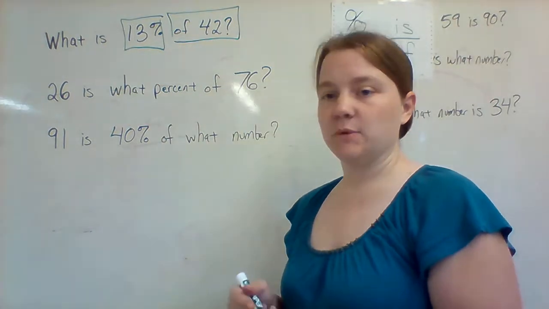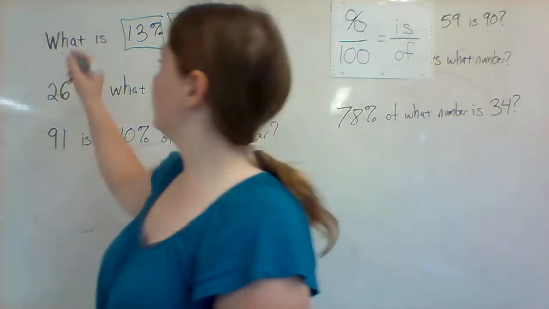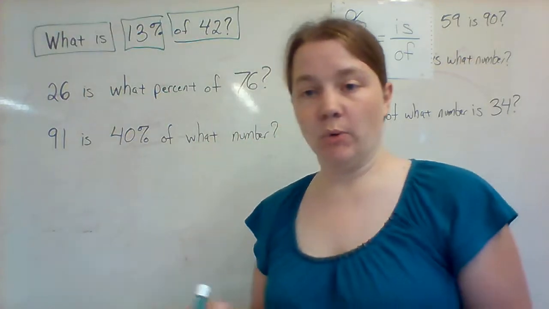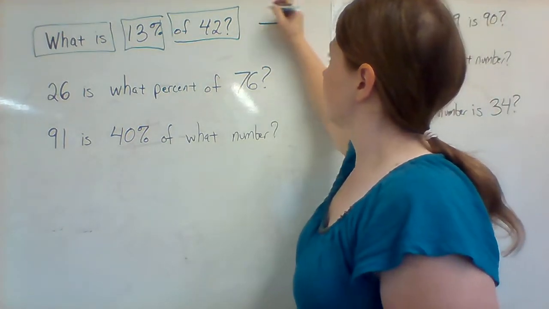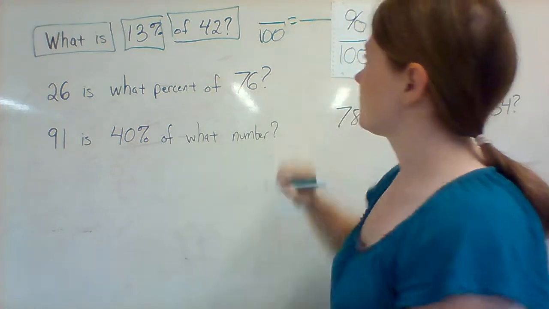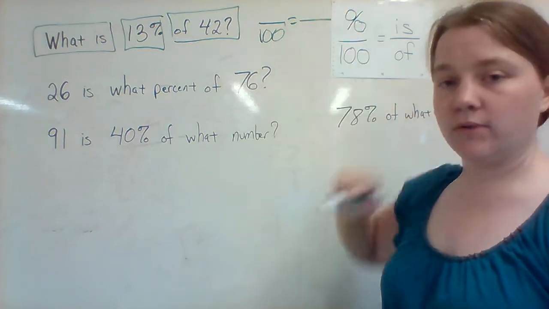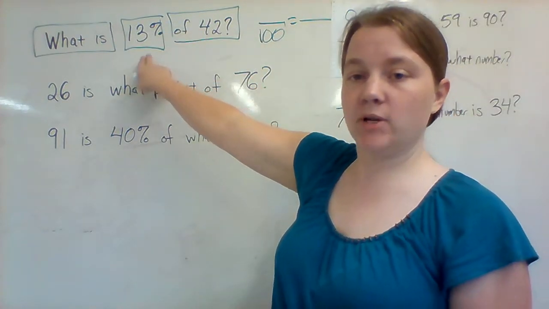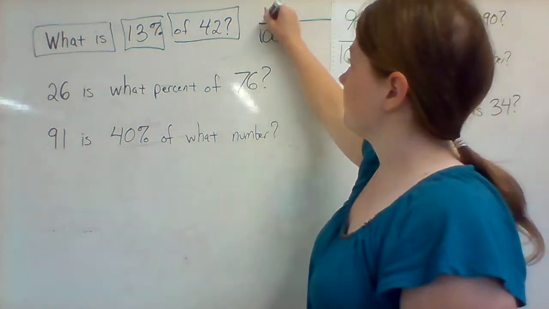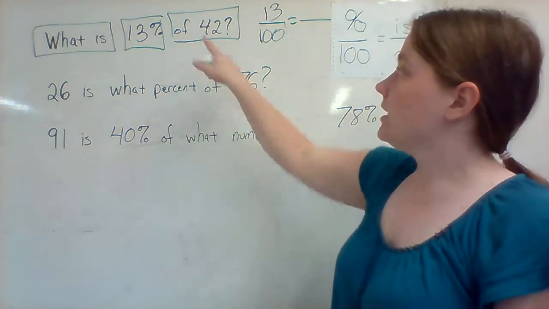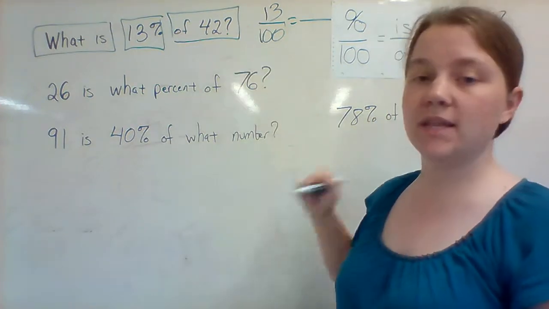And then we have our is, which is what is. What, in this case, is going to mean X or a blank, because we don't know what it is. So here's how we're going to set this up. I have a blank set up here: percent over 100 equals is over of. I'm going to look back at my problem and see 13%, so I'm going to put 13% where the percent sign is. It says of 42, so I'm going to put 42 in the of spot.